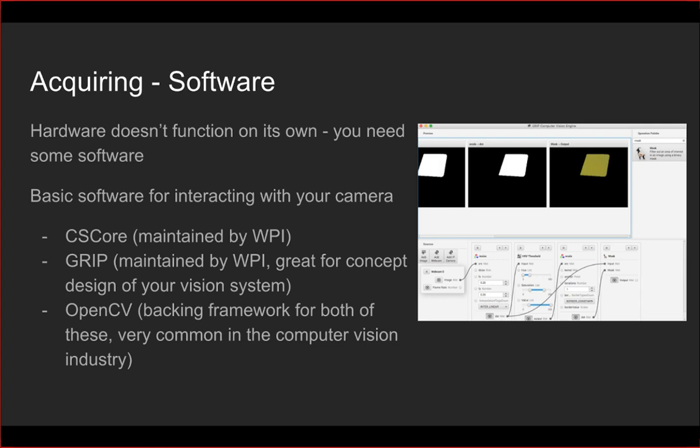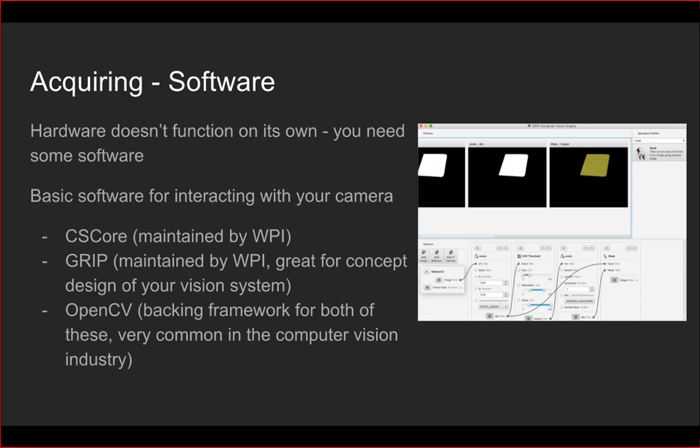So for getting the image out of the camera, there's CSCore, also previously known as CameraServer. It's maintained by the same guys who write WPILib for your RoboRIO. It's a pretty good option. It can interact with both USB and network cameras, and it's also open source, so you can see pretty much everything. That being said, you can also use your own software backing stuff.